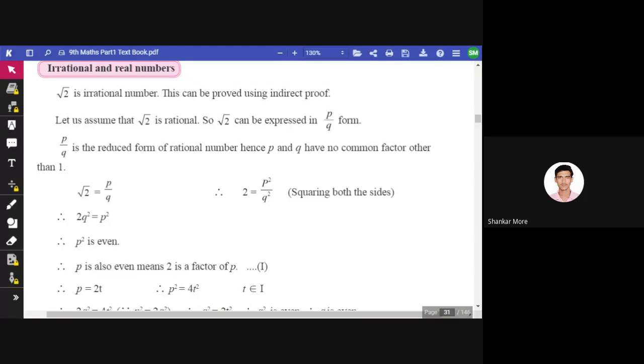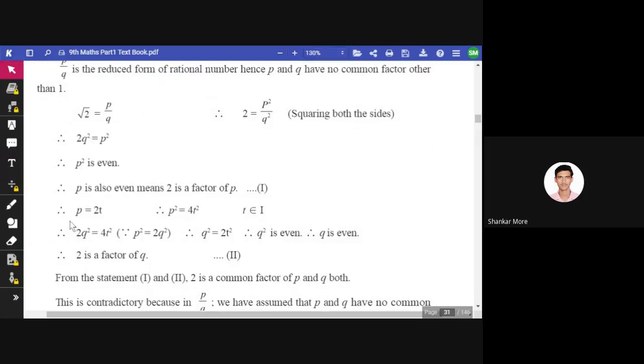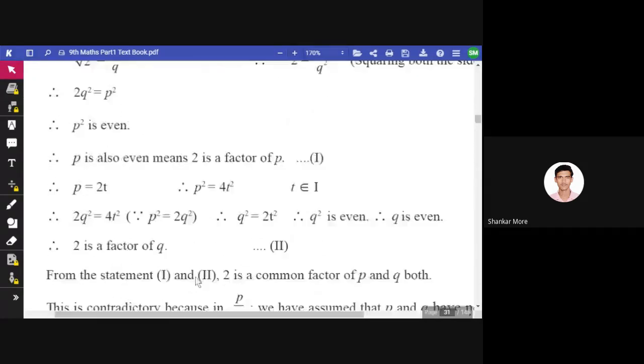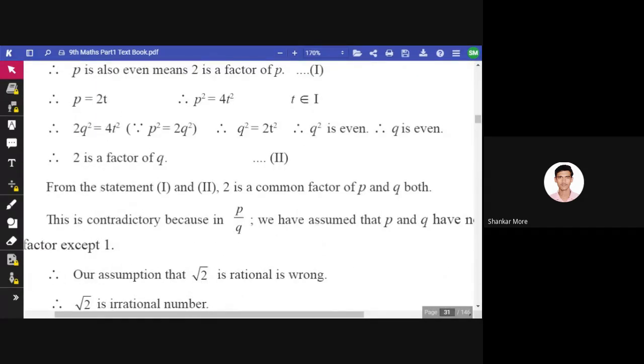मतलब 2 जो है वो सारे even numbers का एक factor है. At least one 2 is there in every even number. So यहां तक हमें समझ में आया. Now p is equal to 2 into t. Now t can be anything, doesn't matter about t. Okay, so 2 into t, 2 एक factor है, हमें पता चला. So t can be anything, like it can be 0, 1, 2, 3, 4, 5, 7, anything. Okay, now p square is equal to 4t square. Again we are squaring here. Now t is an element of the set of integers.